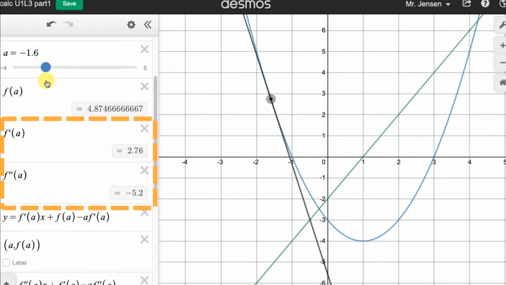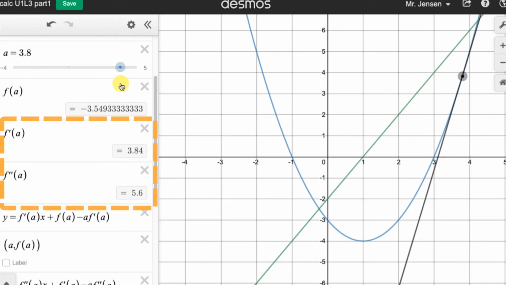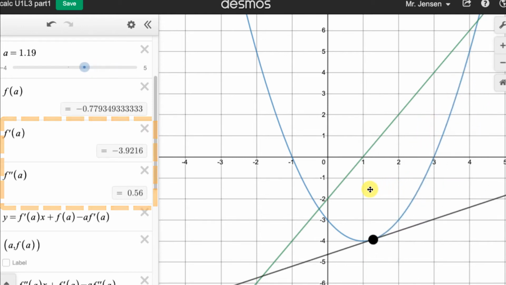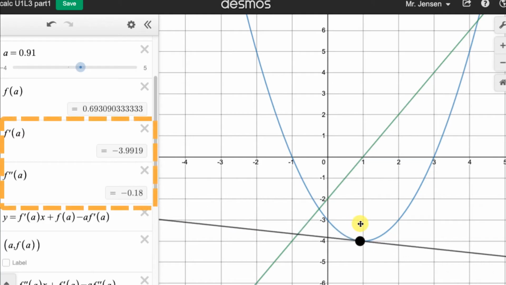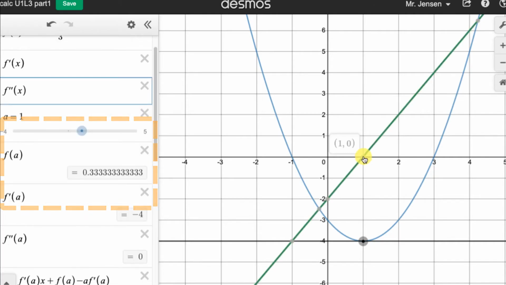So the first derivative is decreasing until 1, and then increasing after 1. That means the second derivative will be negative y values before 1 and positive y values after 1. Because the value of the second derivative corresponds to the rate of change of the first derivative. So it tells us what the tangent slope on the first derivative is at any point. And the tangent slope on the first derivative at 1 is 0. That's why you see the second derivative has a y value of 0 when x is 1.